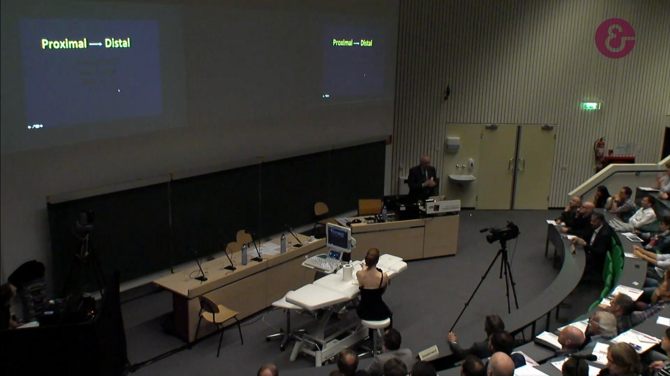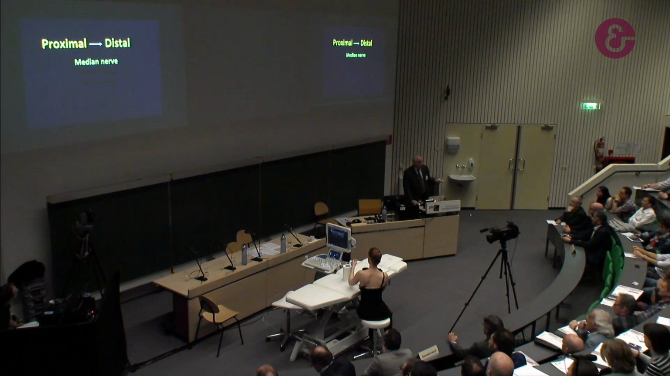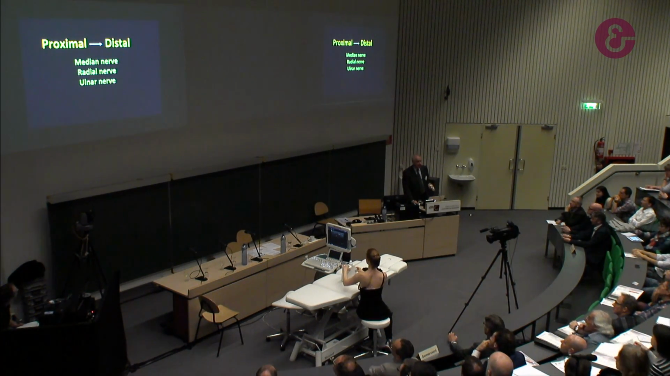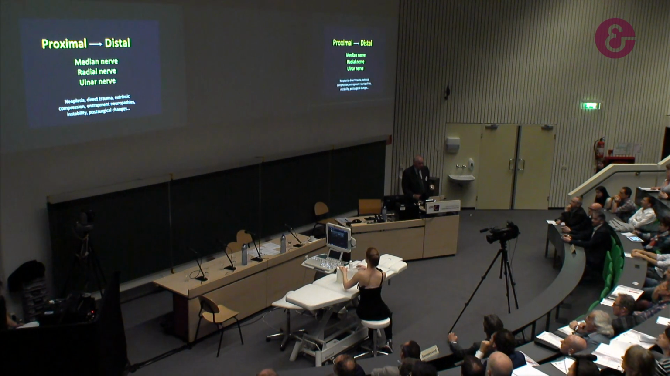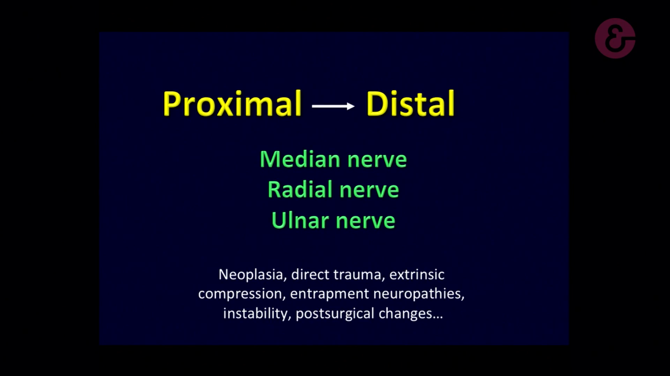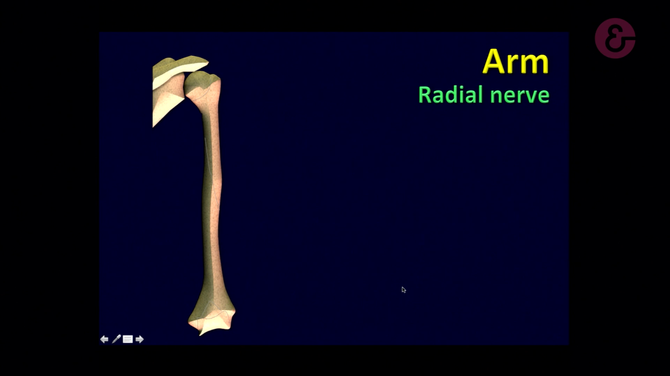we will go from proximal to distal, looking for the median, radial, and ulnar nerve, and trying to show you a wide range of pathologies which can affect the nerve. Start with the arm. The radial nerve, as we saw a few minutes ago, runs close to the cortex of the middle third of the humerus, inside the groove, together with an artery, the profunda brachii artery. The nerve is located in between the medial head of the triceps muscle and the lateral head, which cover the nerve.